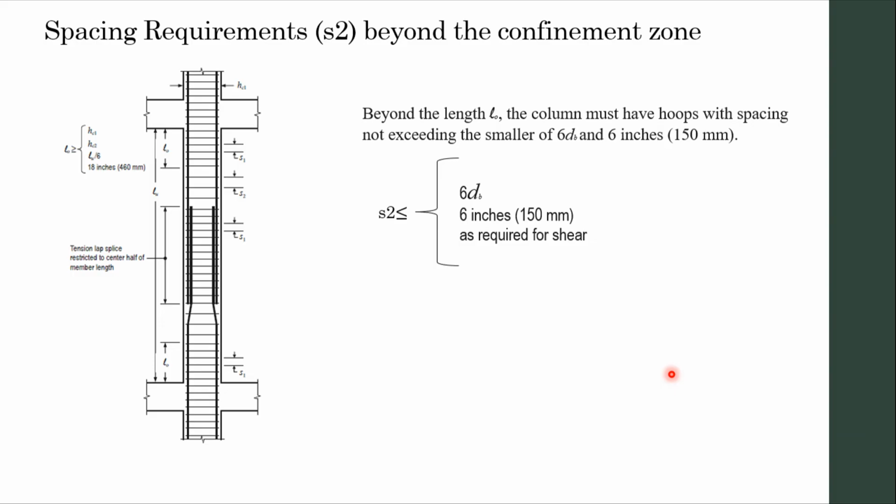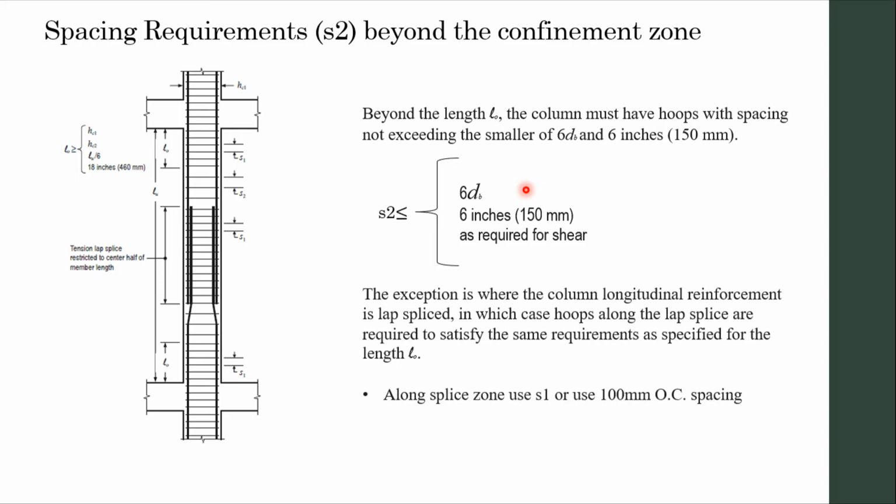So, ano ba yung S2? This one. S2, this one, shall be the smaller. So, smallest govern yan, di ba? Sa 6 db, 6 inches, or as required for shear. So, the exception is where the column or the longitudinal reinforcement is spliced. Dito sa may lap splice na to.